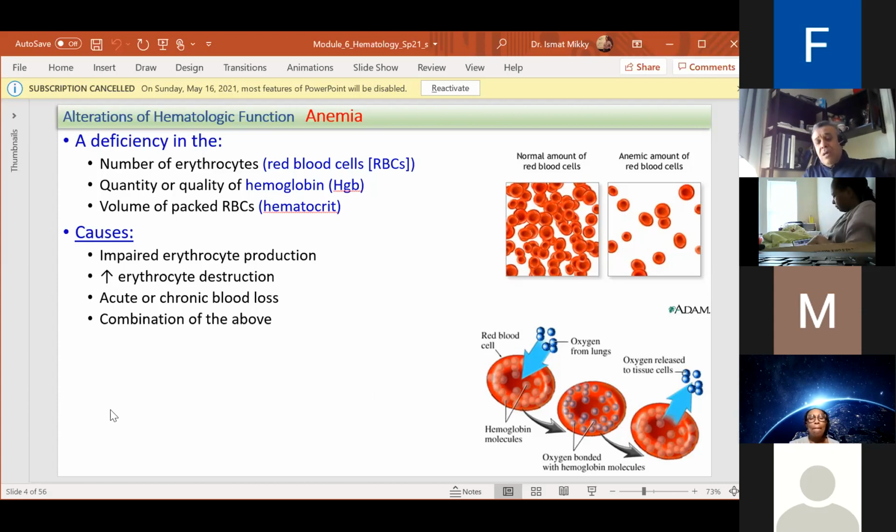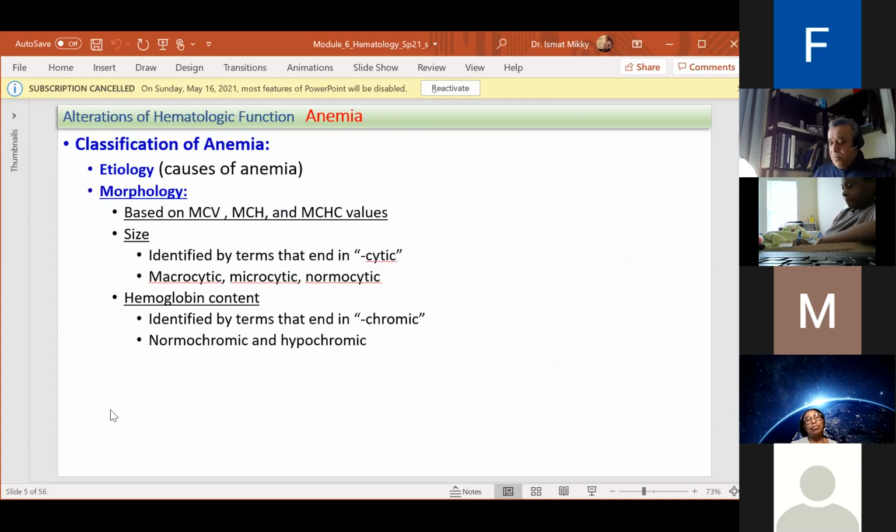So the cause is either an impaired RBC production or an increased rate of RBC destruction. It can be acute versus chronic. Acute can be like a hemorrhage, for example during labor, having a baby, resulting in hemorrhage, placenta previa, or a motor vehicle accident or trauma. That is acute blood loss. Or it could be a combination of the above factors.